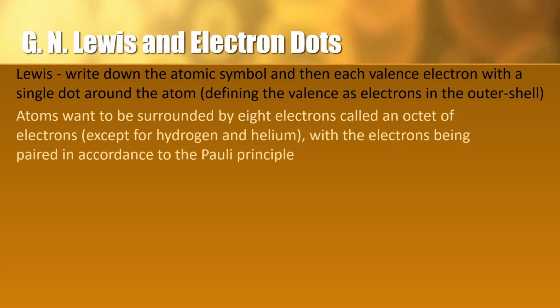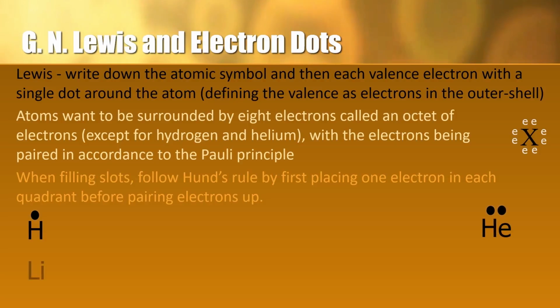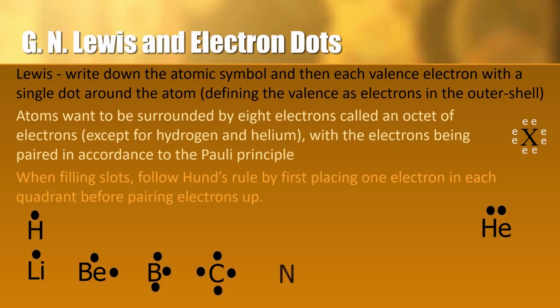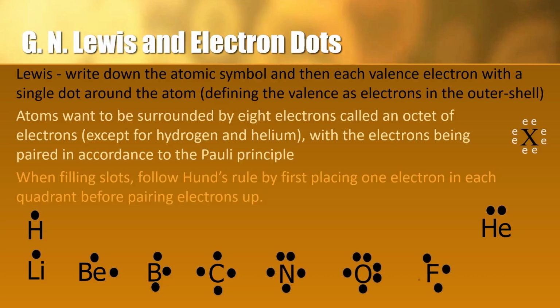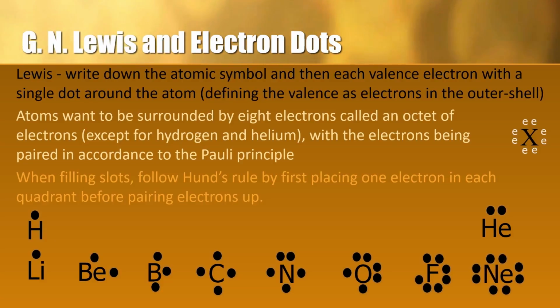The easiest way to envision packing 8 electrons around a drawn atom is to envision 4 quadrants with slots for 2 electrons. When filling these slots, Lewis followed a kind of Hund's rule, first moving clockwise, placing 1 electron in each quadrant before coming back around, pairing electrons up. The following drawings demonstrate how these Lewis dot structures look for each atom of the first and second period elements on the periodic table, from hydrogen to neon.